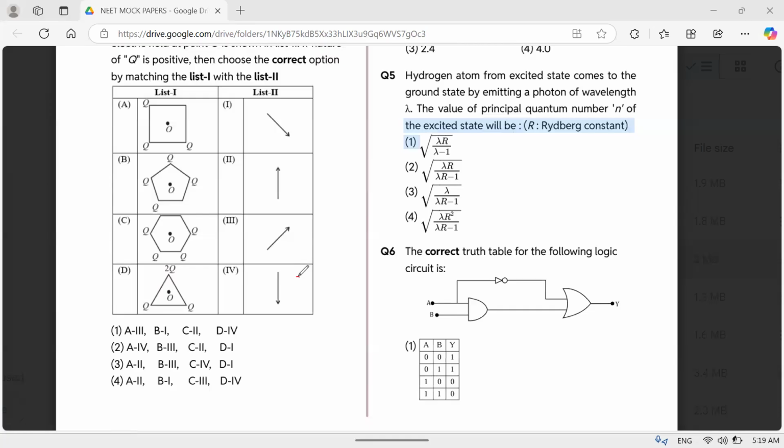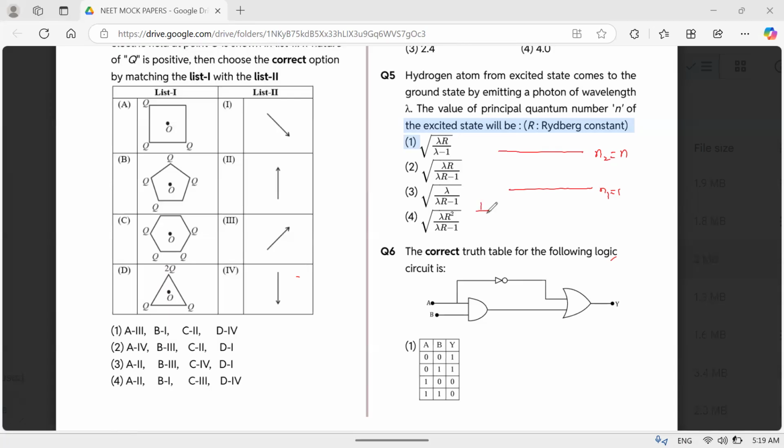A hydrogen atom from an excited state comes to the ground state by emitting a photon of wavelength lambda. The value of the principal quantum number n for the excited state will be equal to how much? Excited state means what? From higher orbit to lower orbit. So this is your ground state and this is your excited state. Excited state is given as n. Am I clear?